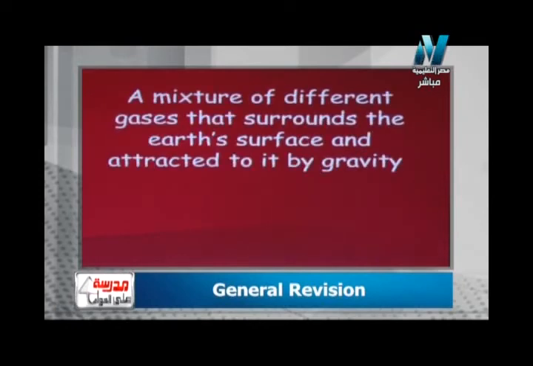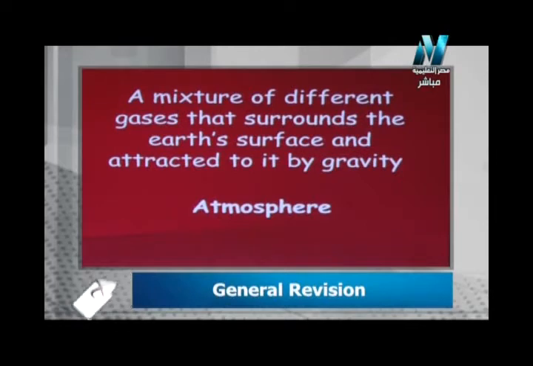Another question. A mixture of different gases that surrounds the Earth's surface and is attracted to it by gravity. A mixture of different gases, for example, such as oxygen, nitrogen, carbon dioxide, water vapor, and so on. These gases, or this mixture, surrounds the Earth's surface and is attracted to it by gravity. Surely it will be our atmosphere or atmospheric air.